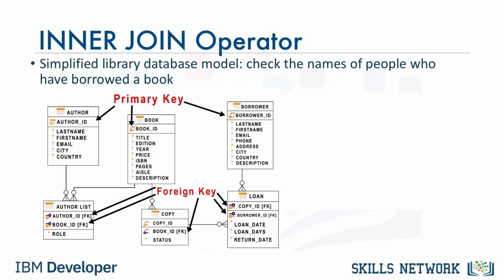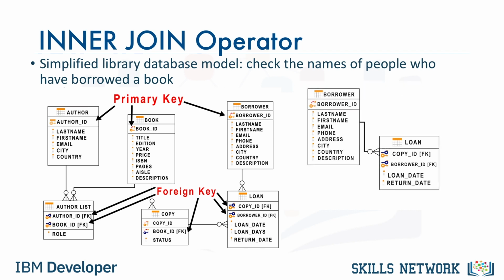Based on our simplified library database model, if we want to check the names of people who have borrowed a book, this information is split between two tables. We need to find the names of people from the borrower table who are listed in the loan table. So we need to identify the relationship between the two tables. We do this by identifying a column in each table to link the tables. In this example, we do this by matching the borrower ID.